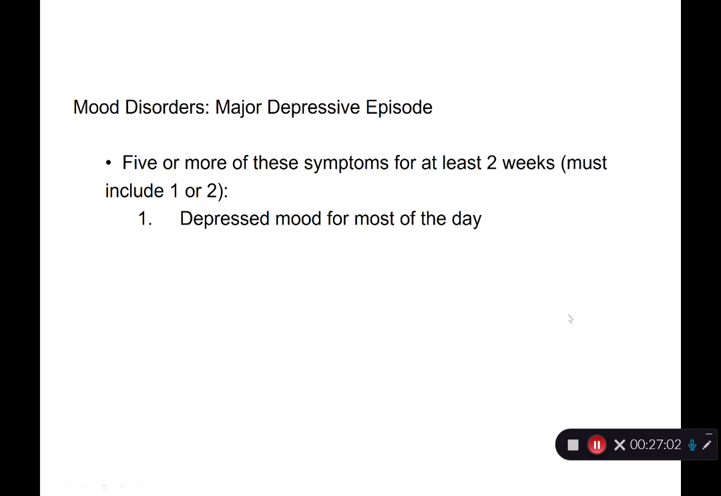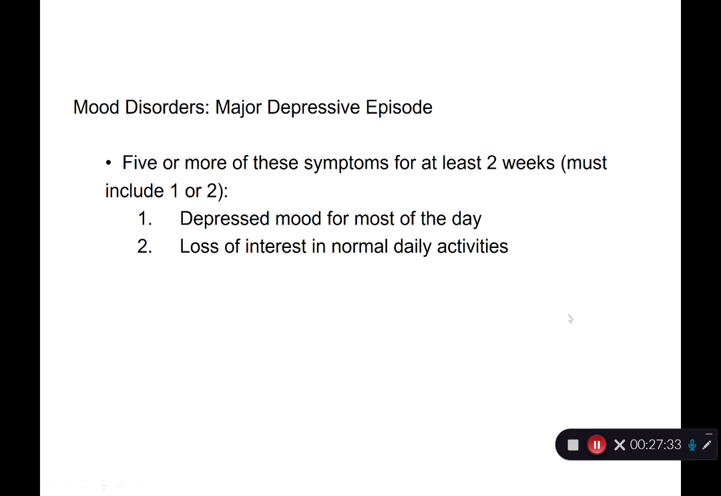Now, 1 or 2 is depressed mood for most of the day, which I think is maybe dispelling some myths. People with depression are not depressed 24/7. They don't display this unipolar depressed mood all the time. In fact, in the video with Steve, he smiled and cracked some jokes at several times, but for most of the day experienced a dark, depressed mood.